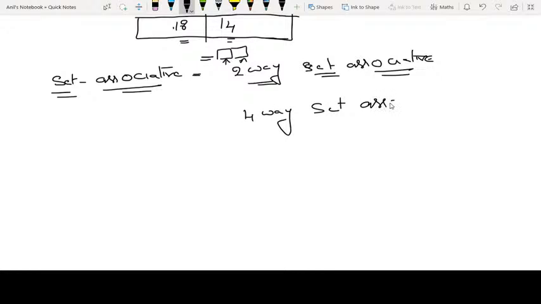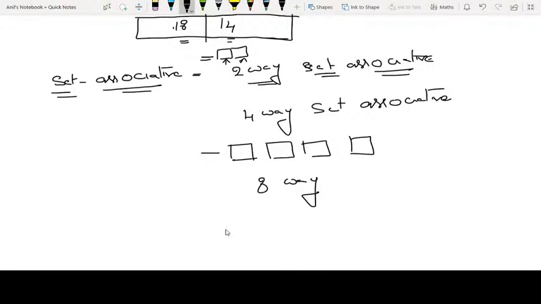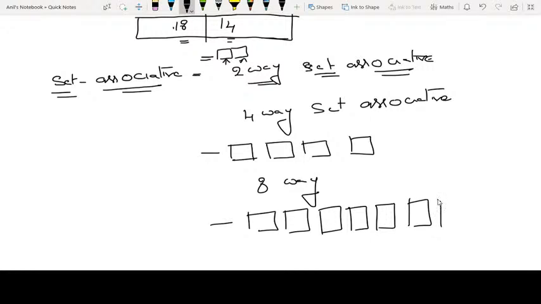In four-way set associative cache, you can say that every cache address has four locations. If it goes to 8-way, as you rightly interpret, every cache address has 8 locations. So this is how you need to imagine, rather you need to assume how associative cache is going to be designed.